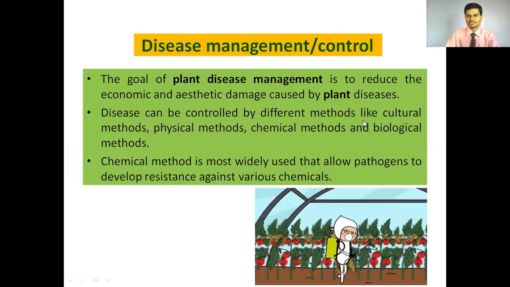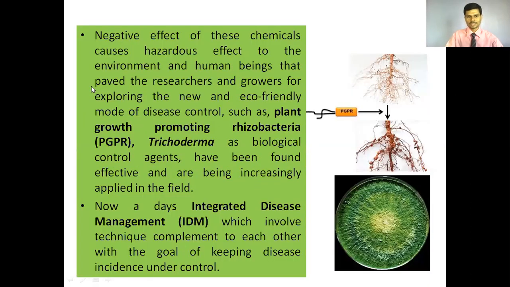Disease can be controlled by different methods. Here different methods are given. First, the cultural method, then the physiological method, the chemical method, and the biological method. Among all these four methods, the most widely used is the chemical method. Due to the frequent use of chemicals, pathogens develop resistance against the various chemicals. That causes negative effects, hazardous to the environment and to human beings also.